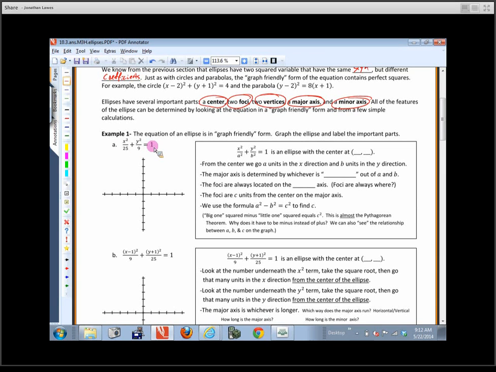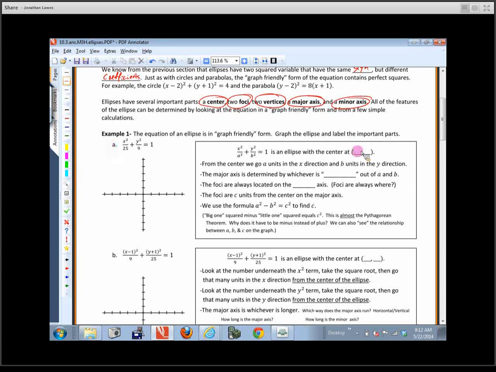If you wanted to look at how to derive the equation for these, you can look it up on the internet. Your textbook is over there. I suppose you could look in there before you leave. But it's very similar to what we did yesterday with parabolas. Okay? It involves the distance formula and stuff like that. Okay? So this is a graph-friendly form for an ellipse.